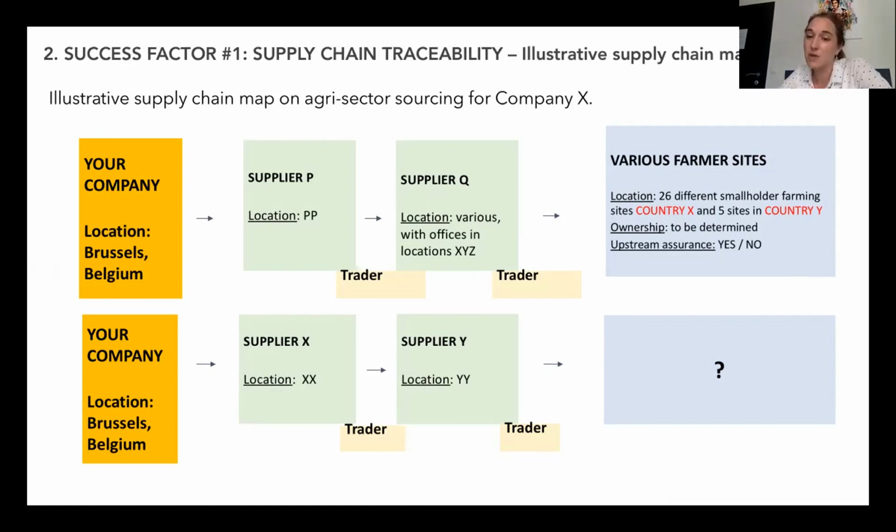the different smallholder farming sites, the ownership is difficult to determine, and so that in itself already shows that there's a risk, namely beneficial ownership risk, which relates to possibly anti-money laundering. This is maybe not very relevant in smallholder farming, but for example in palm oil or minerals, definitely beneficial ownership is something to take into account when you do your supply chain mapping.